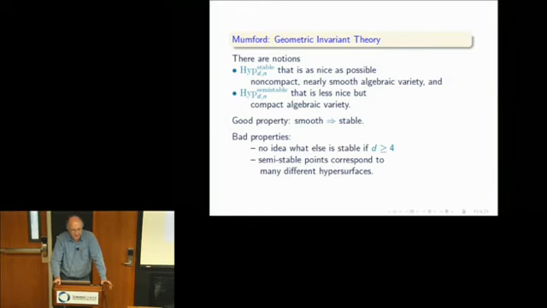But there are some not so good properties of this notion. One is that we really have no idea what else is stable if the degree is at least 4 or if the dimension is at least 4. And so even for threefolds, in dimension P4, I think it is not fully known what is stable and what is semi-stable. And it seems like a very, very complicated answer.